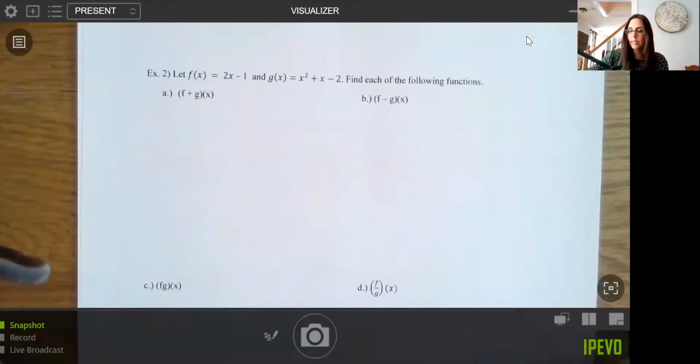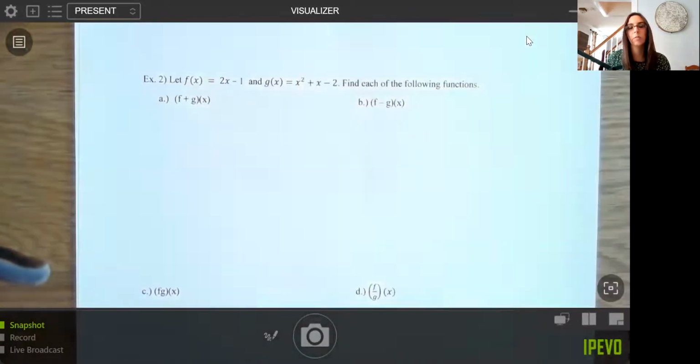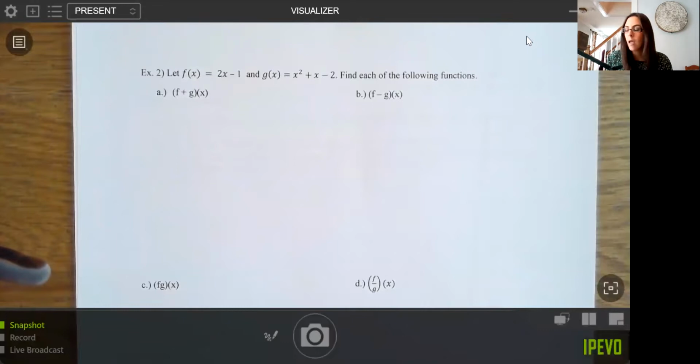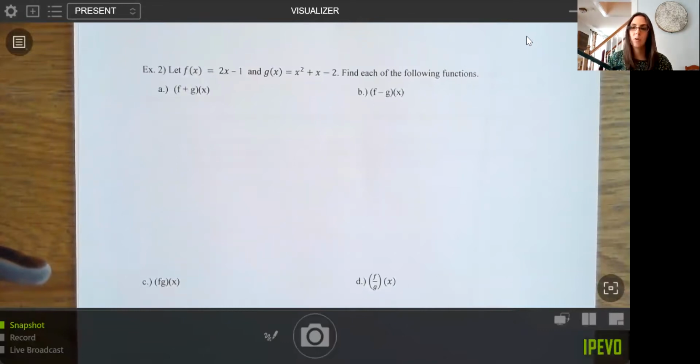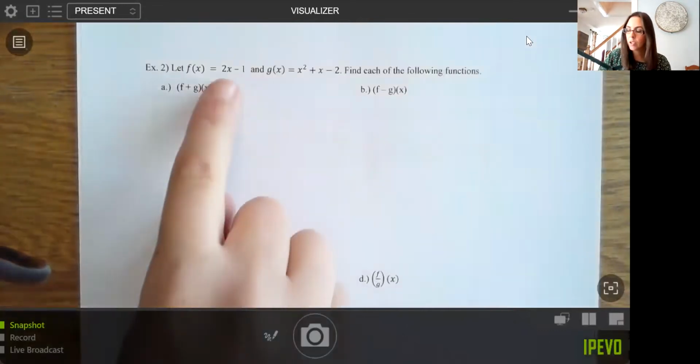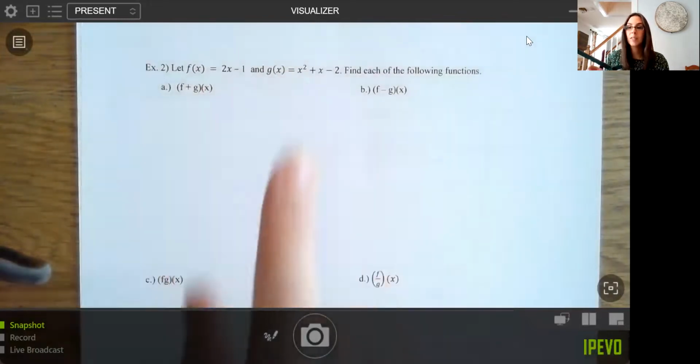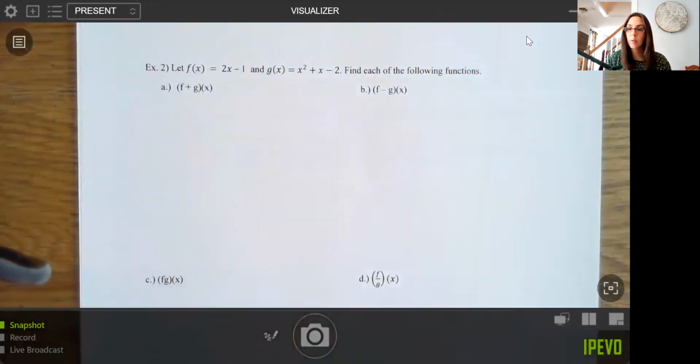All right, so I'm going to do one example of each style of the adding, subtracting, multiplying, and dividing. And there's all different kinds of functions you can use here. So I have a linear function and a quadratic, but you'll see as you go through the textbook and assignments as well that functions can have roots, they can be cubic, they can be absolute value, etc. So you're going to look at all different kinds of functions, but the same basic ideas are still there.